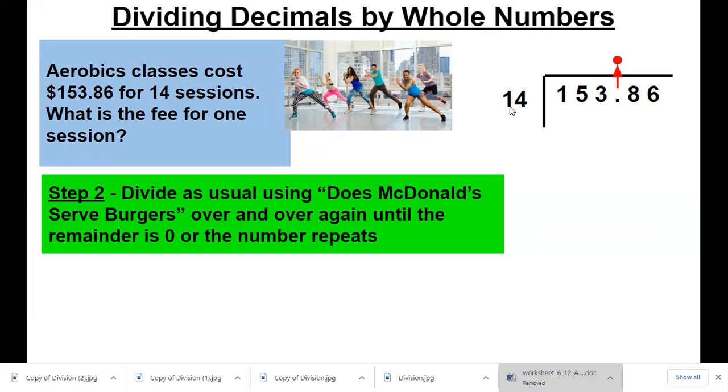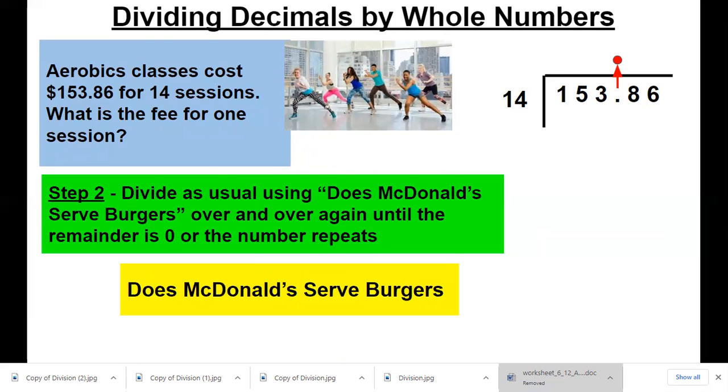So we're going to take 14 into 15 because we don't want to take it into 153, because 14 will fit into 15. So I'm going to start my answer over the 5. So how many 14s go into 15?